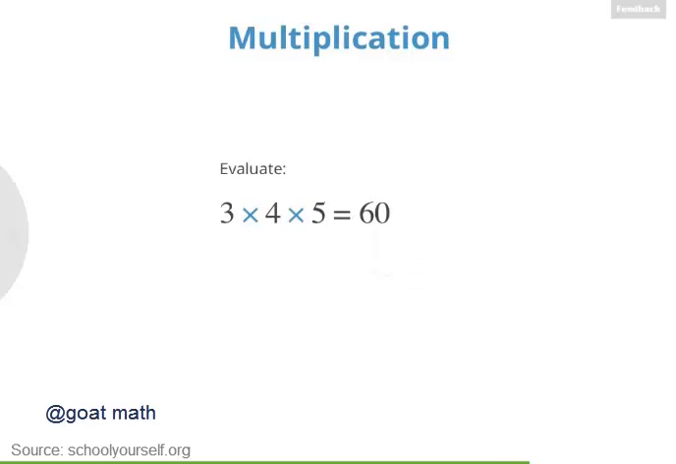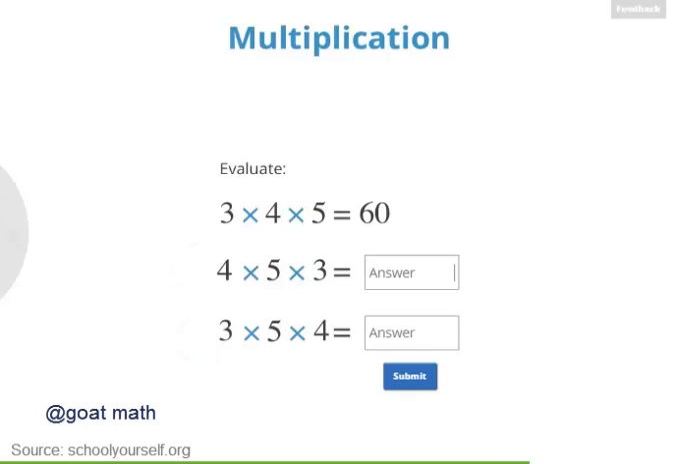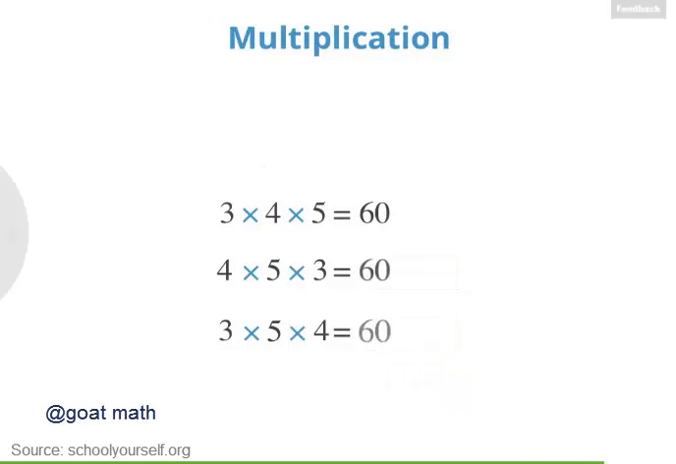And as we said earlier, the order in which you multiply the numbers makes no difference. So let's switch up the order a little. And let's do it one more time. So as a final challenge, evaluate these two products. Right, these products also equal 60. You've done some great work here.